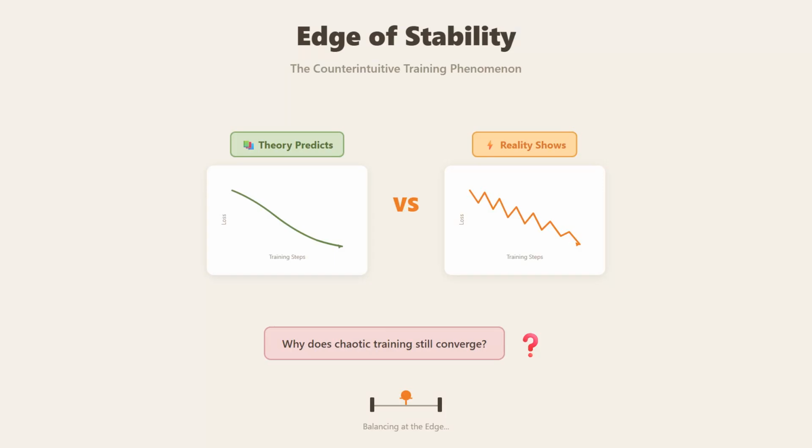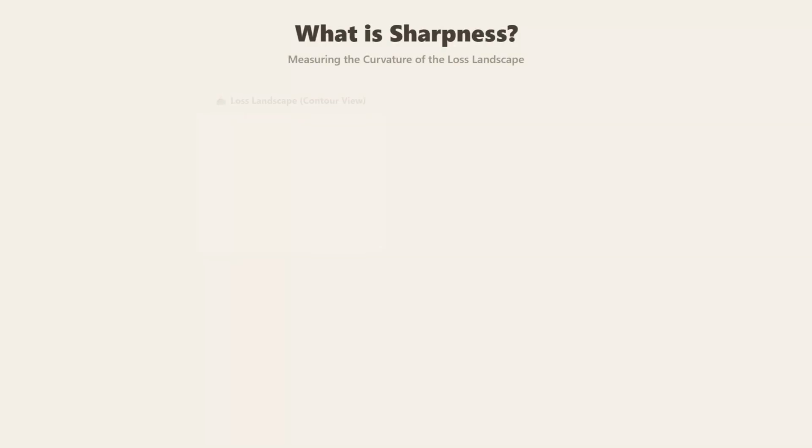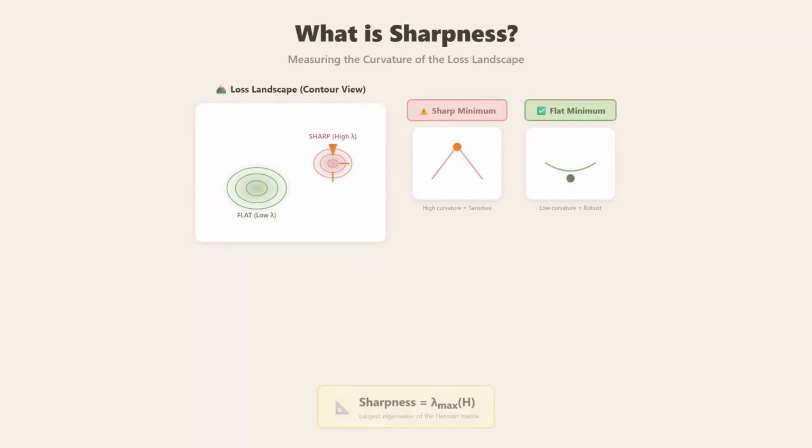Think of it like a tightrope walker, constantly wobbling, seemingly about to fall at any moment, yet somehow maintaining balance and reaching the other side. That's exactly what's happening during neural network training at the edge of stability. Before we dive into edge of stability, we need to understand a crucial concept called sharpness. Sharpness measures how curved the loss landscape is at any given point. Mathematically, it's defined as the largest eigenvalue of the Hessian matrix, which we write as lambda max of H.